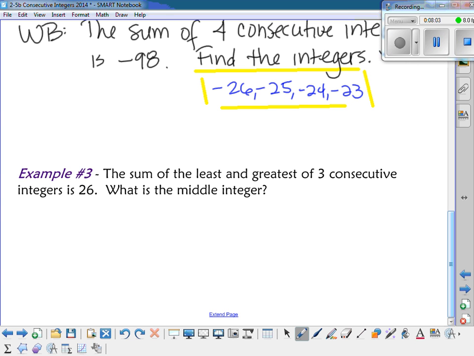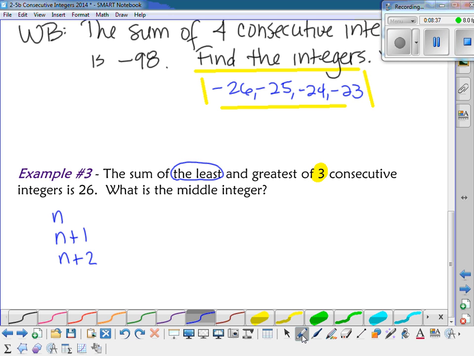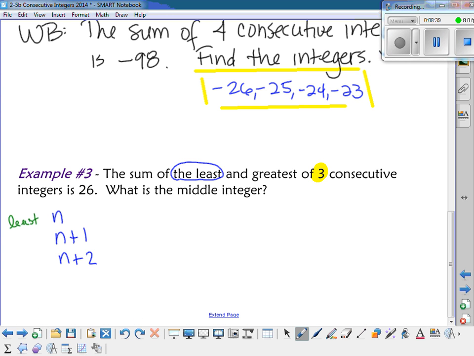We're going to have to translate this word for word. So, the sum of the least and the greatest of 3 consecutive integers is 26. What is the middle integer? So, first of all, we've got 3 integers. So that means I've got n, n plus 1, and n plus 2. Then it says the sum of the least and the greatest. Which one of these is going to be the least? The n plus 1, or the n plus 2? N is going to be the least, right? So this one's my least. And which one's going to be the greatest? N plus 2.